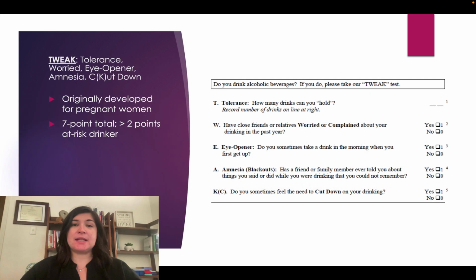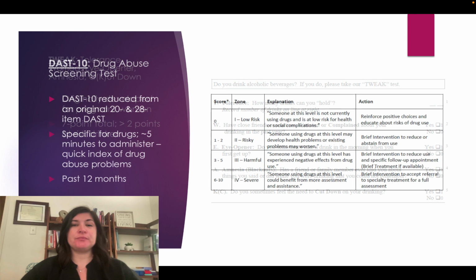The TWEAK assessment stands for tolerance, worried, eye-opener, amnesia, and cut down. It was originally developed for pregnant women, and as you can see, there are only 4 or 5 questions as well that are yes or no. You can earn up to 7 points on this. However, anything greater than 2 points would represent those who are at-risk drinkers.